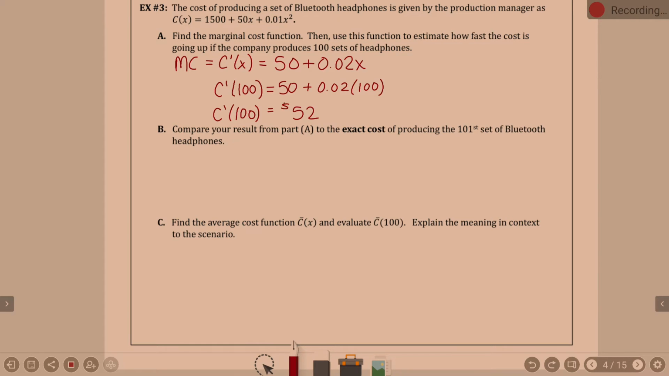This is $52 per headphone, set of headphones, however you want to say it.